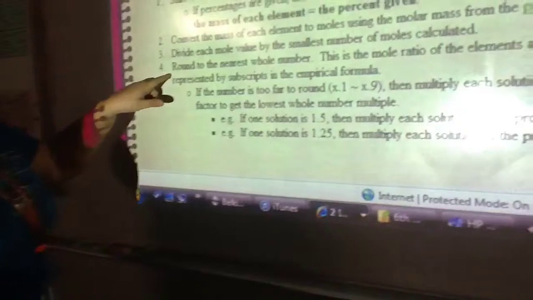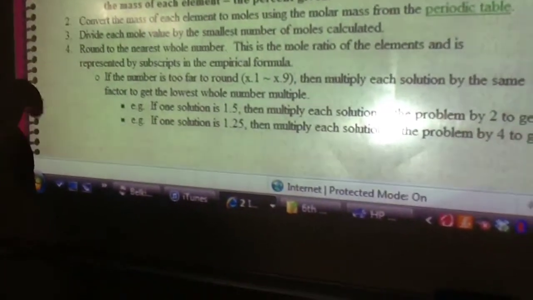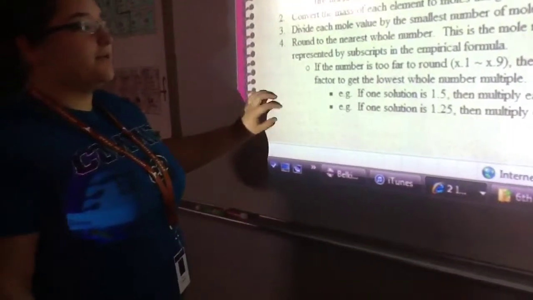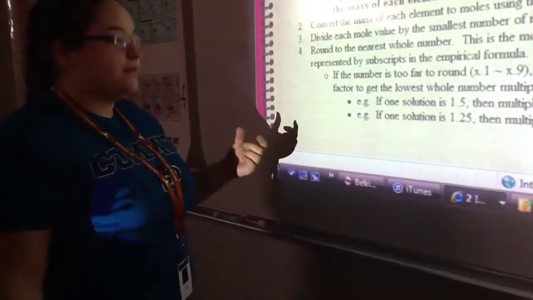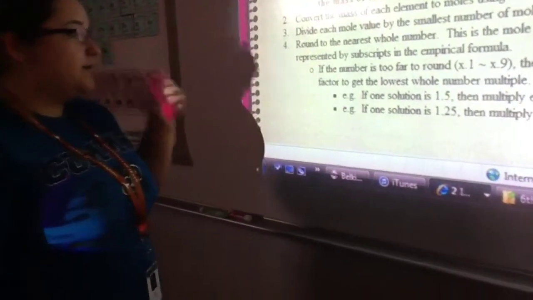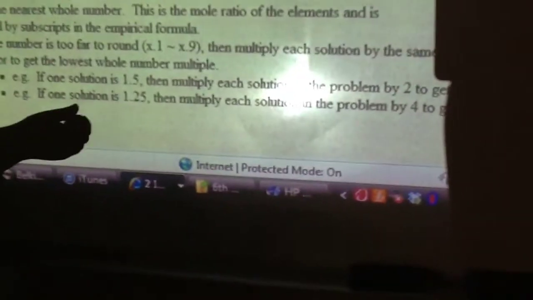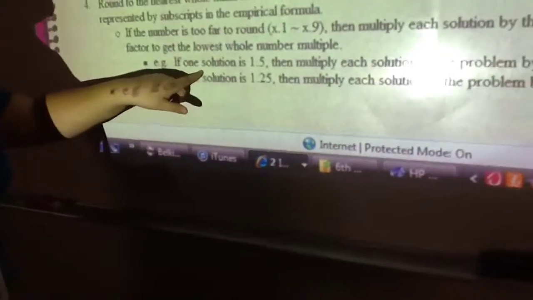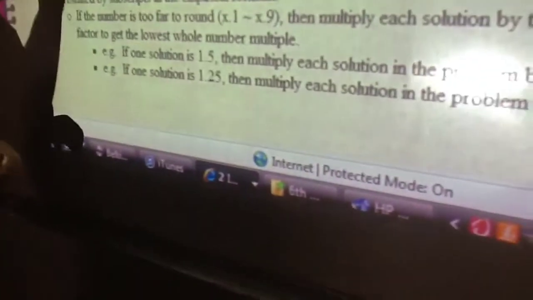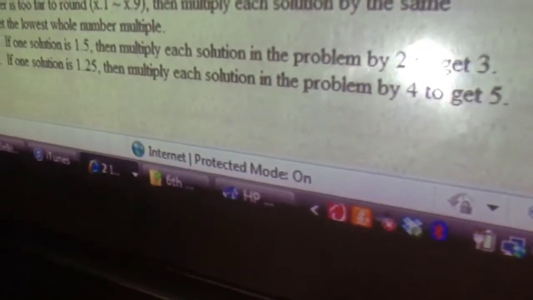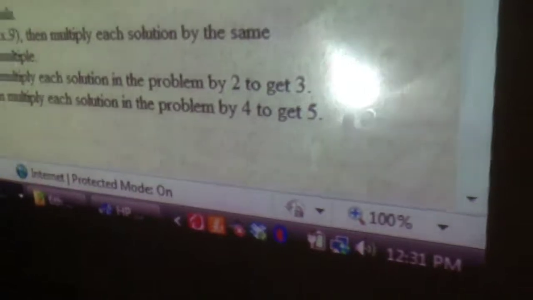And then you're going to round to the nearest whole number, because you can't have 0.5 grams of an element. Not whenever it's the empirical formula, because it's a whole number ratio. So if the number is too far to round, like 0.1 through 0.9, then multiply each solution by the same factor. So if you get one solution that's 1.5, then you multiply everything by 2 to get 3. Or if one solution is 1.25, then you multiply each number by 4 to get 5. And I'll show you that whenever we get to it.